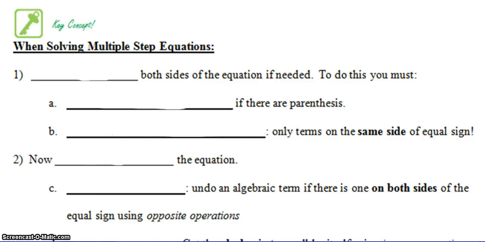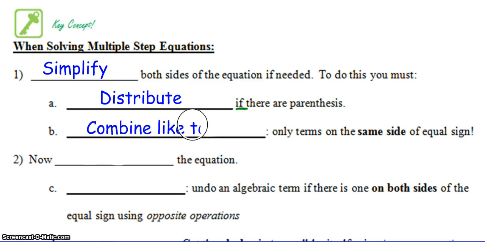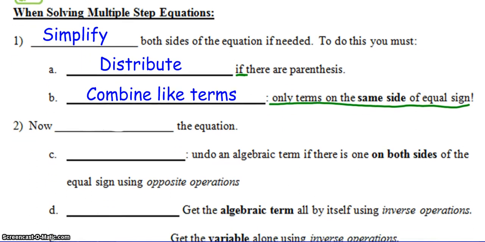So when you're solving big equations, the first thing you should always do is simplify both sides of the equation if needed. Just like we learned above, you need to simplify things before you can solve them. In order to simplify expressions or equations, you should distribute first if you see parentheses. Notice it says if there are parentheses. You're not always going to have to distribute, but if you see parentheses, distribute. And then you need to combine like terms, only terms on the same side of the equal sign. I'll show you that in a minute. So if terms can combine, like x's and x's, then combine those. That is not solving. That is just simplifying like we did before.